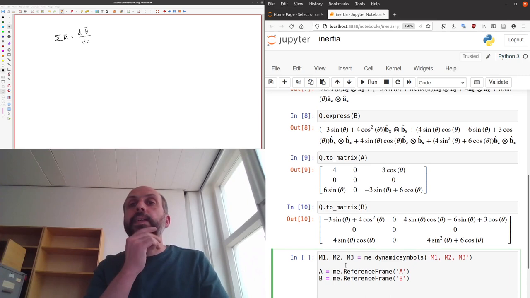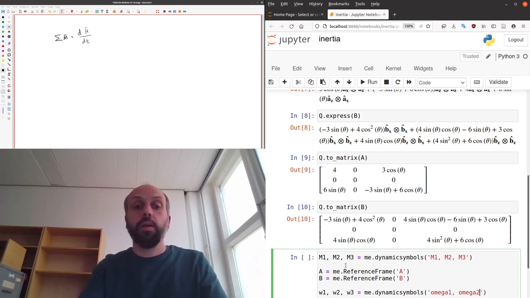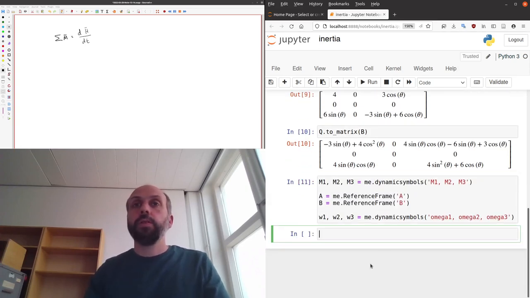Okay, and here I'm just going to make an arbitrary angular velocity vector with scalars omega 1, omega 2, omega 3. And those are going to be dynamic symbols also. So let's create all those.